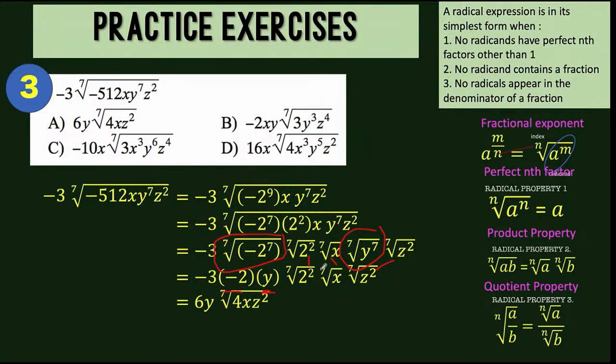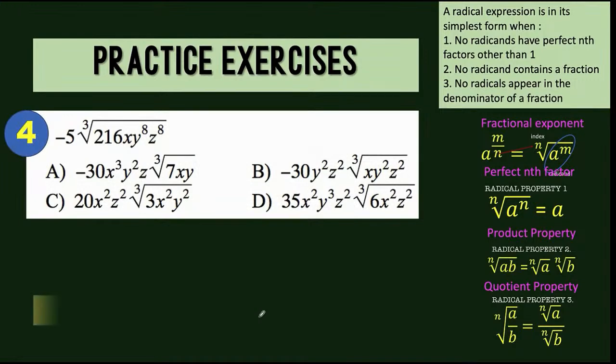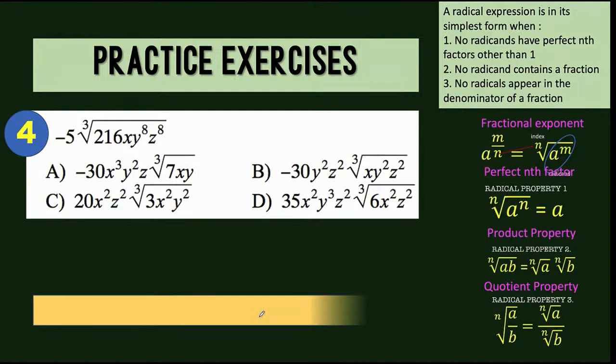And since all of these have the same indices 7, we write them again as one radical. Just multiply the radicands. 2 squared is 4 times x times z squared. And this is now our final answer, which is letter A. Another example, how do you simplify negative 5 times the cube root of 216 x y to the 8 z to the 8? So again, apply these properties of radicals to meet these three conditions.